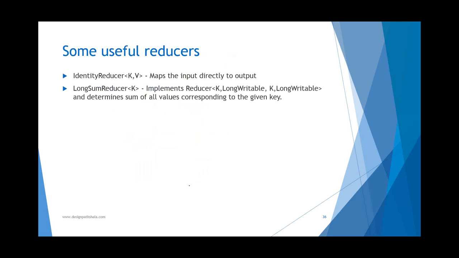So similar to the mapper, there are default reducer implementations also for us. Here, the identity reducer is nothing but it produces the output similar to your input. The long sum reducer is the reducer which you have written in your word count program, where it will just do the summing of the values and produce the key and the sum of values.